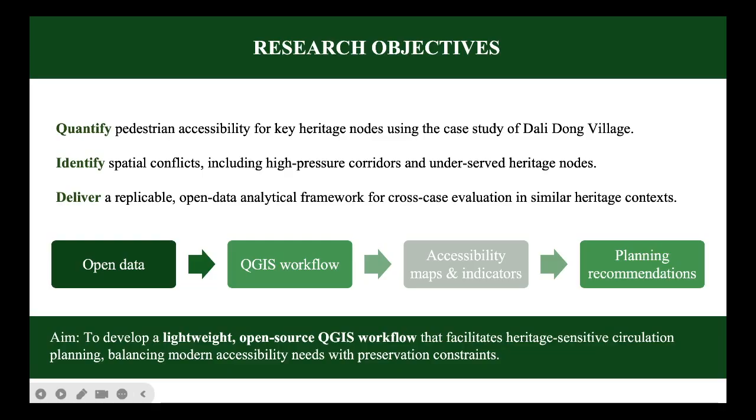This slide summarizes the specific objectives of the study. First, we quantify walking accessibility to key heritage nodes in Dali village, such as the Drum Tower, bridges, and main entries. Second, we use this result to identify high-flow corridors where walking concentrates, as well as underserved nodes that are poorly connected. Third, we aim to deliver a replicable open data workflow in QGIS so that the simple approach can be replicated and compared across other traditional villages.